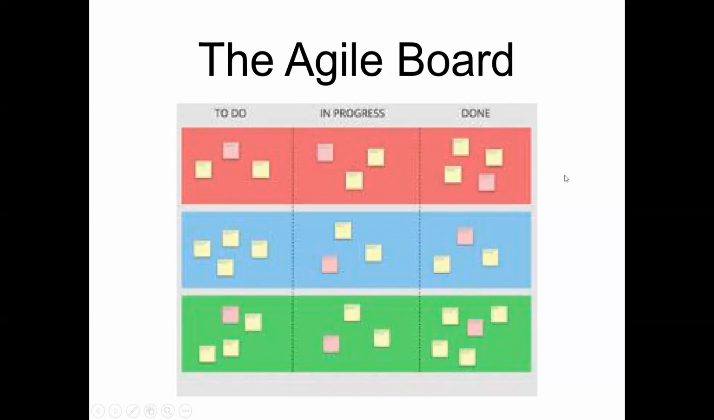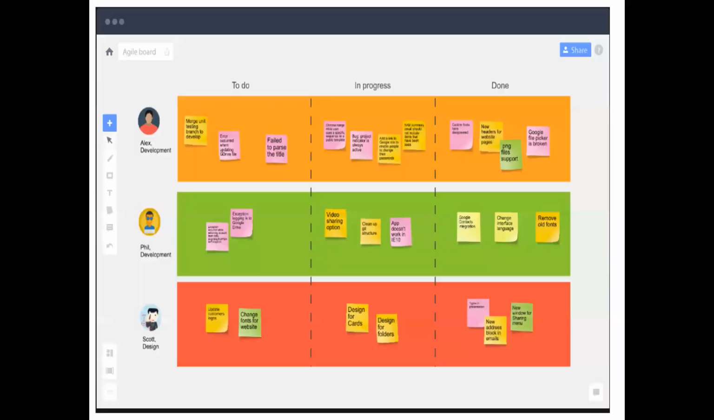To understand this more, let's look at a standard example of how we show the standard Agile board within the Agile room. For the development team, for the developer Alex, there are a couple of items in the To Do list. There are certain items that are in progress.